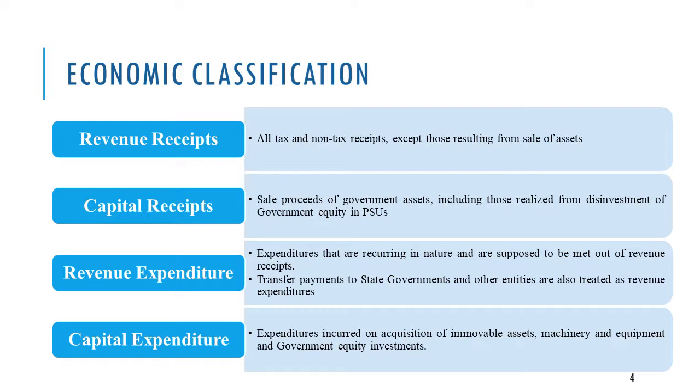The receipts and expenditures are classified as revenue and capital. Revenue receipts include all tax and non-tax receipts, while capital receipts are sale proceeds of government assets, including those realized from disinvestment. By revenue expenditure, we mean expenditures that are recurring in nature and are supposed to be met out of revenue receipts, including transfer payments. Capital expenditures are the expenditures incurred on acquisition of immovable assets, machinery and equipment, and government equity investment.